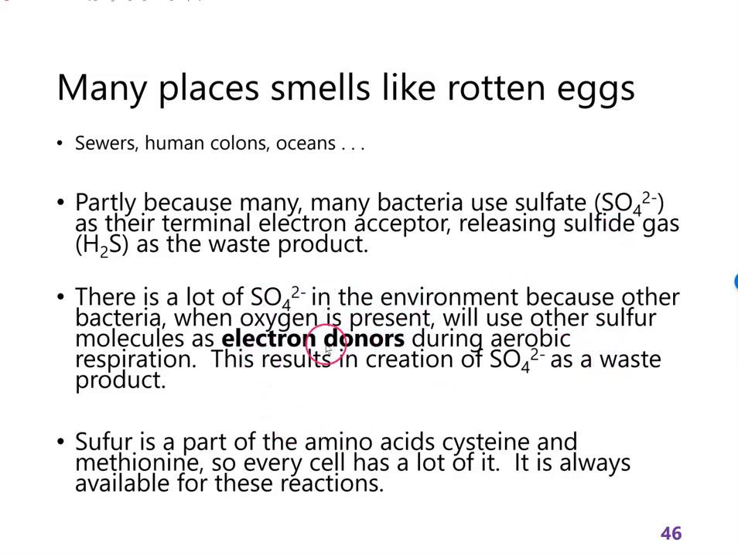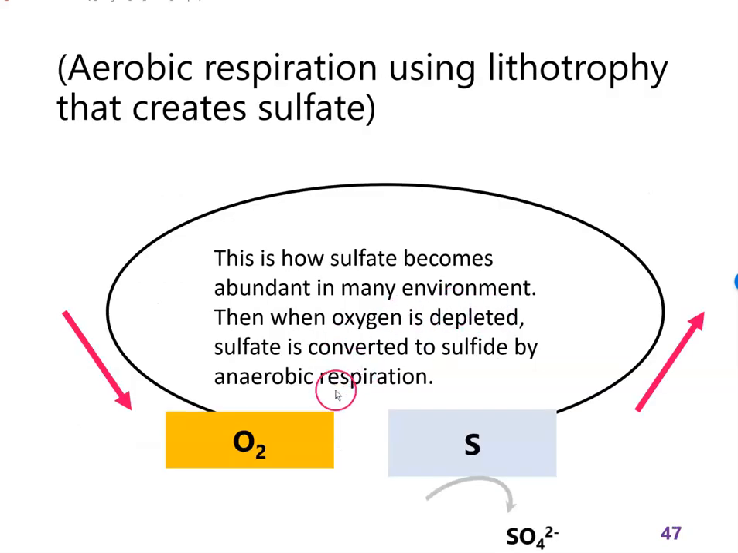There are actually lots of microorganisms that use sulfur as an electron donor. They use sulfur as their electron donors during aerobic respiration. So sulfur is their electron donor and oxygen is their electron acceptor, and that creates this sulfate as a waste product, which is then used in other environments as an electron acceptor. So that would be this: sulfur as an electron donor, oxygen as the electron acceptor, and the waste product would be sulfate.